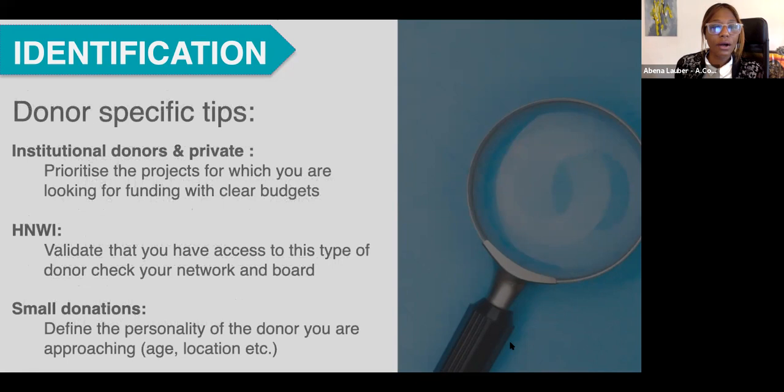And so to look at the specific donor types, we wanted to give one element per type. So institutional donors and private foundations. I should read there, sorry. The idea is to prioritize the projects for which you're looking for funding with clear budgets. So you need to make sure that the projects that you want to have funded are clear, that you're able to write impactful grants. And also talking about budgets, if you're looking for multi-year funding, it's important to be able to project on these projects for over 2 or 3 years, which is not always the case for certain people.